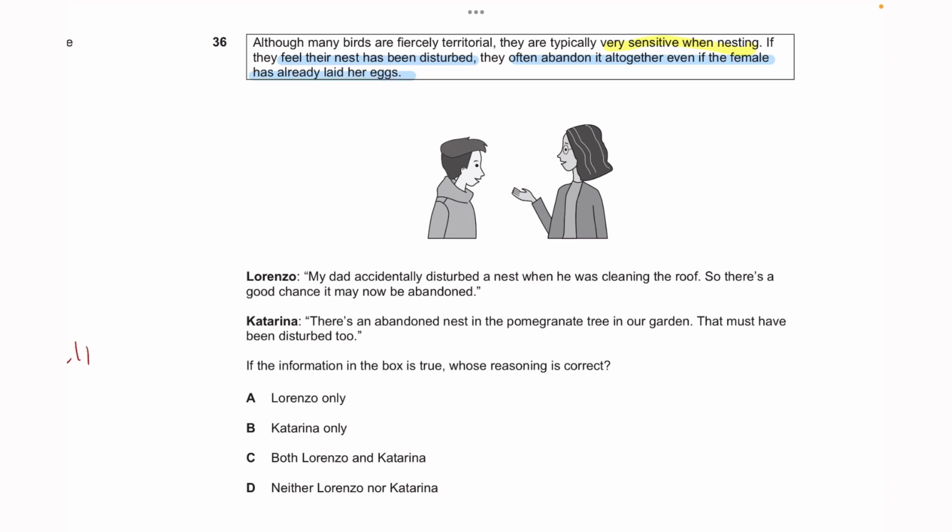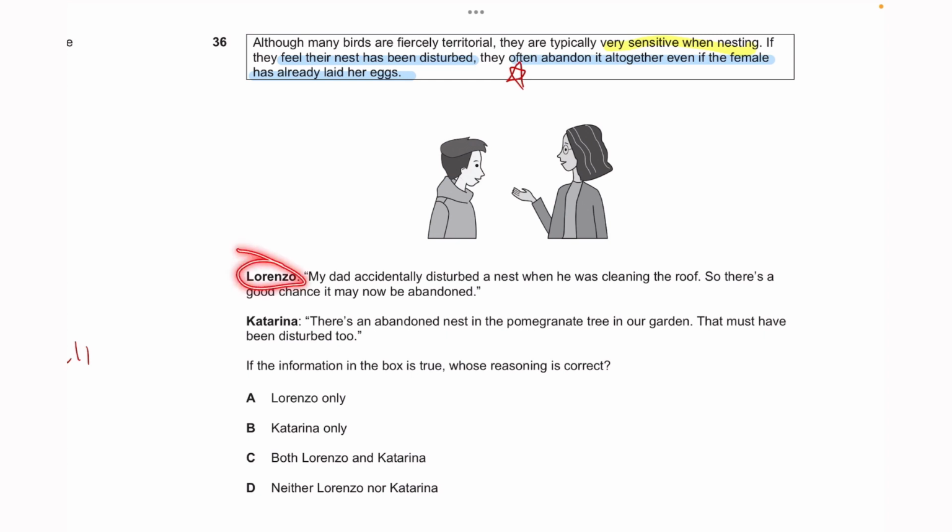Okay, so that's the key. This blue part is the key information. If they feel their nest has been disturbed, they often... So the keyword here as well is the word often, because it's saying that they most of the time abandon it, but it's not always the case.